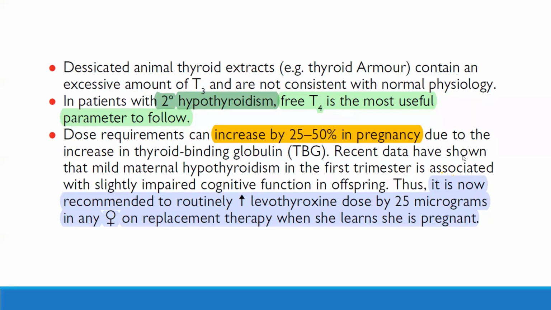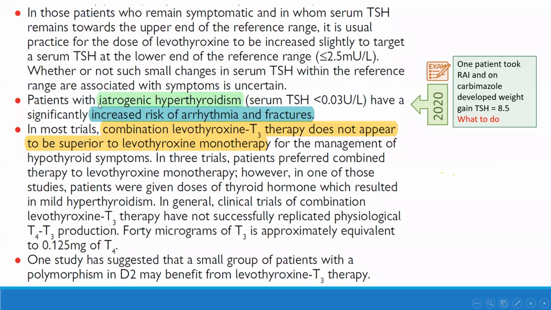In a case of iatrogenic hyperthyroidism, of course, as you know, what is the cause of iatrogenic hyperthyroidism? The patient received an excessive dose of levothyroxine. This will increase the risk of arrhythmia and fracture. How to treat? Decrease the dosage of levothyroxine, or stop it if the patient received it iatrogenically.